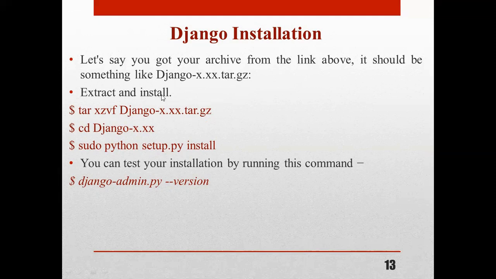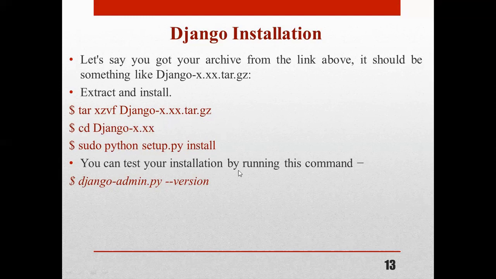So you have to extract and install this on your Linux operating system. First you have to extract the tar file, then write cd and the extracted folder name, then to install, run sudo python setup.py install. After this command, Django will be installed successfully.